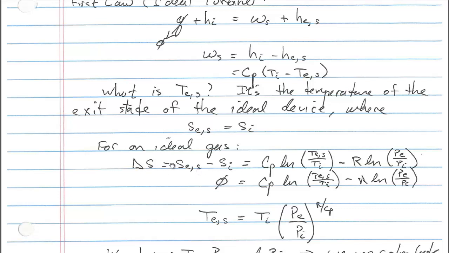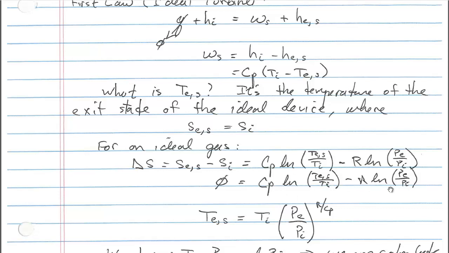So my left-hand side is equal to 0. So I get that 0 is equal to Cp times the natural log of my temperature ratio between the ideal exit state and the inlet state, minus R times the natural log of my exit pressure divided by my inlet pressure. Well, if I take a look at this, I have one unknown because Ti is known, Pe is known, and Pi is known. I can look up Cp and R in my tables. So I have one equation and one unknown.